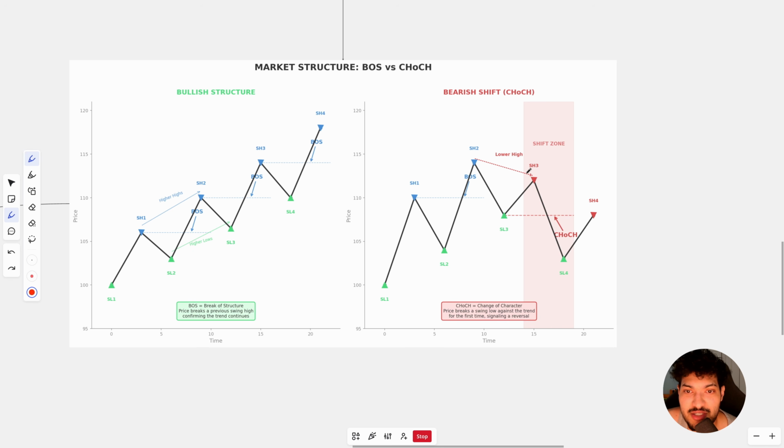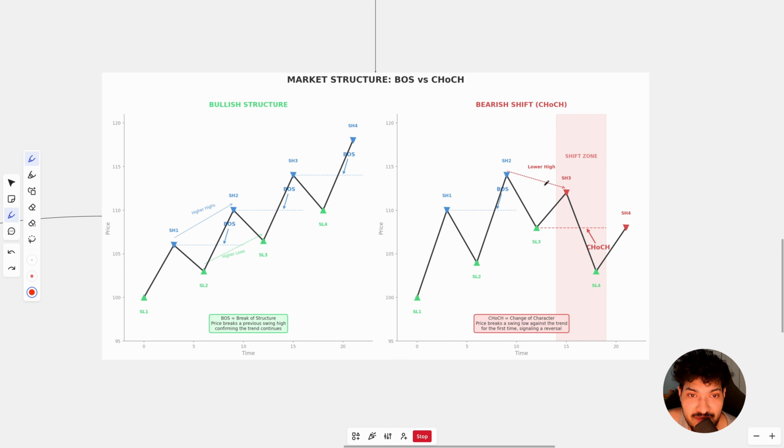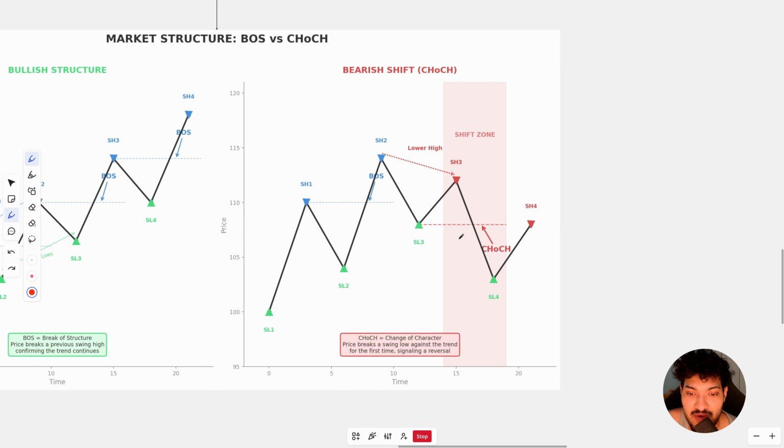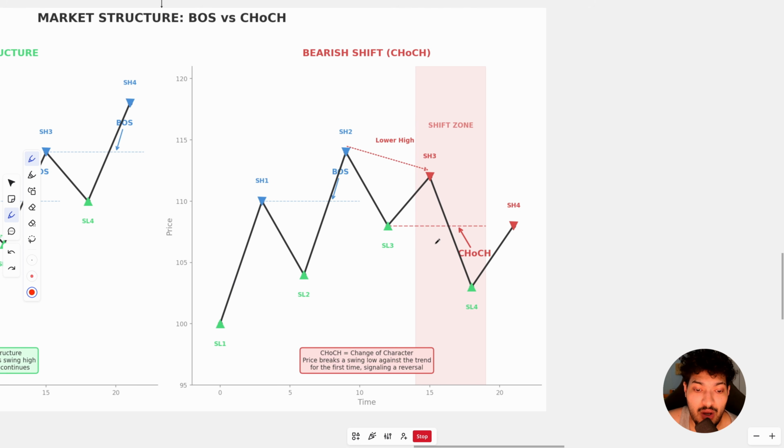But you can see here, we need a term to characterize the market structure shifting from bullish to bearish or bearish to bullish, and this is what a change of character is. The change of character is showing you when price breaks a swing low against the trend for the first time, which signals a reversal. Those of you who have been watching diluted smart money concepts or diluted ICT call this a market structure shift, but I need you to stop using that term. It is called a change of character.